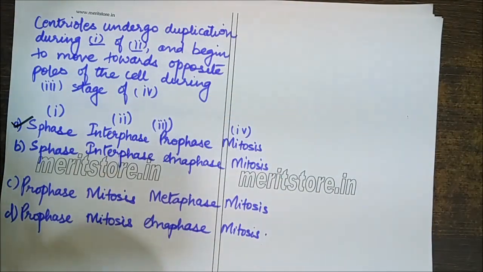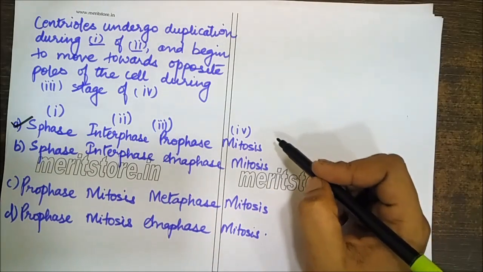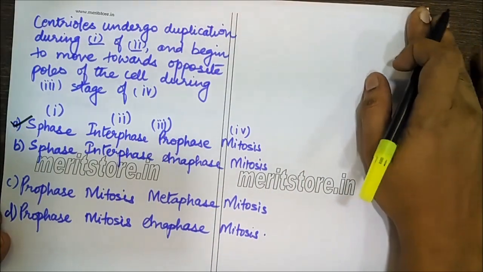In animal cells, during the S phase of interphase, DNA replication begins in the nucleus and the centriole duplicates and moves towards the opposite poles of the cell, and also in prophase of mitosis the same process occurs. So the correct option is A.